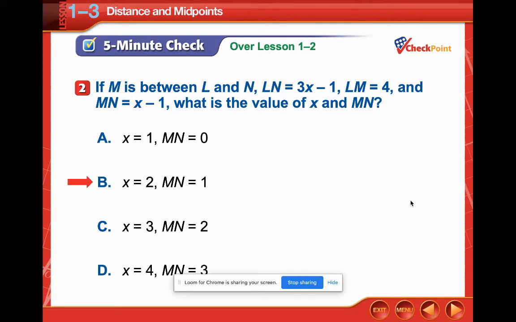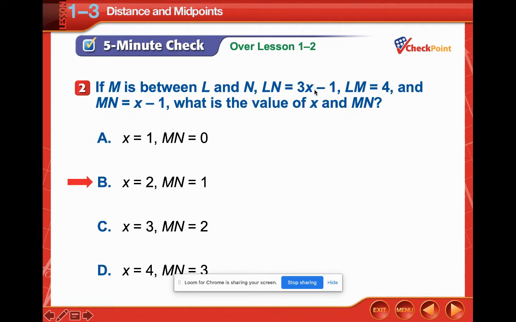If M is between L and N, LN equals 3x minus 1, LM equals 4, and MN equals x minus 1. What is the value of x and MN? What you need to realize is that the whole thing is 3x minus 1. One side is 4 and the other side is x minus 1. So you do 4 plus x minus 1 equals 3x minus 1.